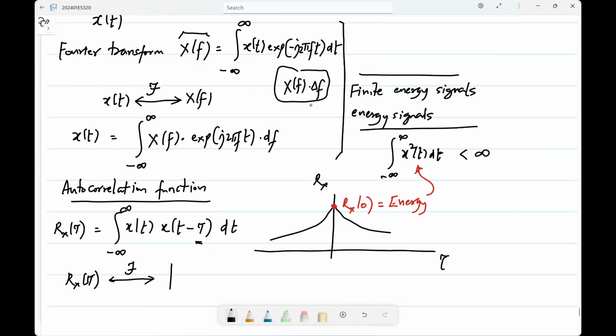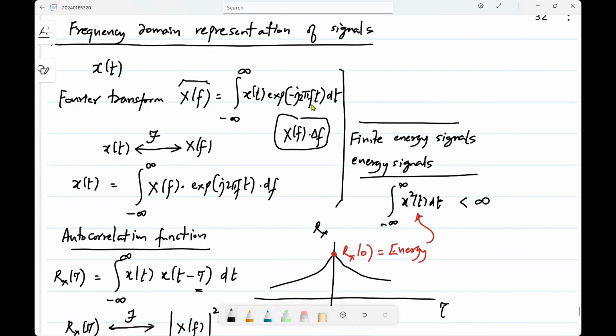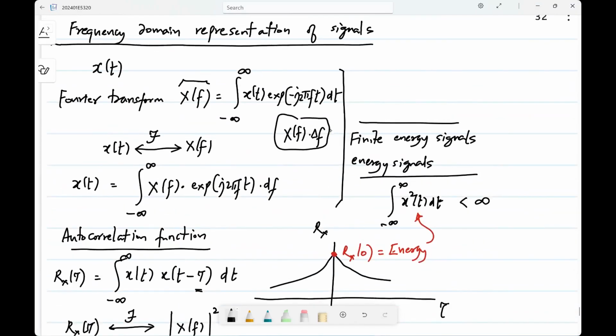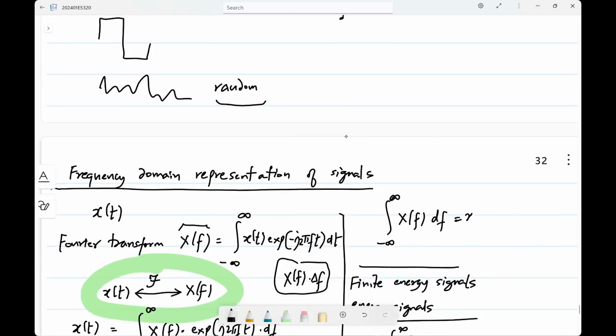So this autocorrelation function is related to this by the Fourier transform. Now, some properties of Fourier transform you need to know to be able to do calculations quickly. In general, if you have any Fourier transform pair, what is the integral of the Fourier transform? It's the value at 0.